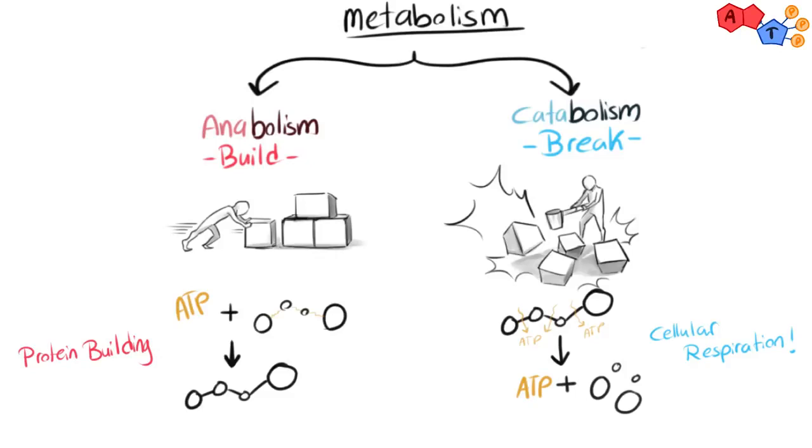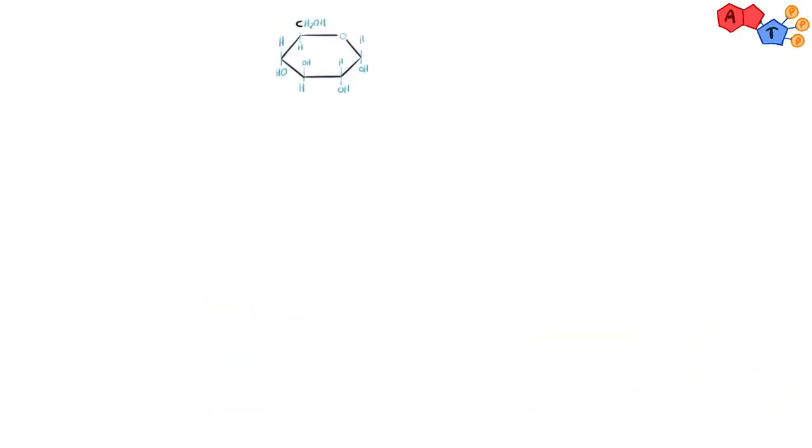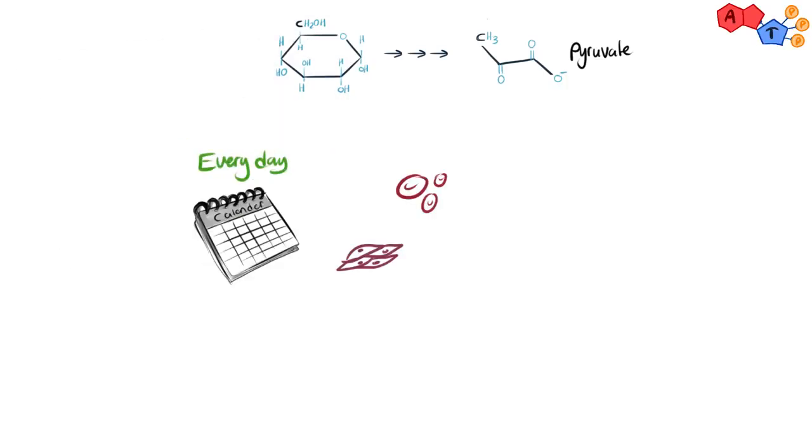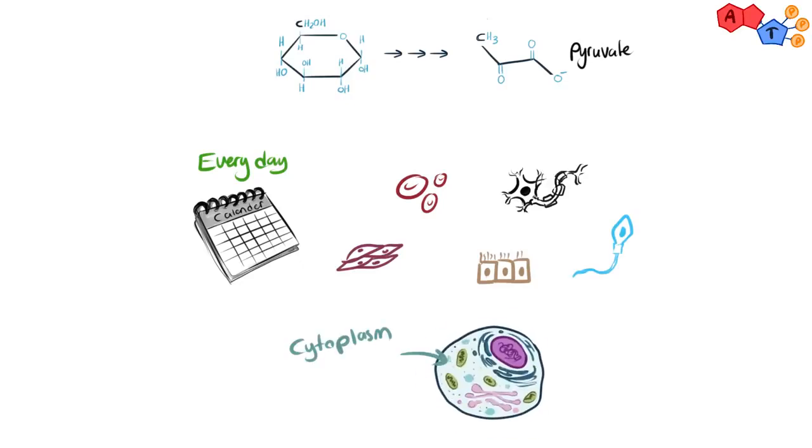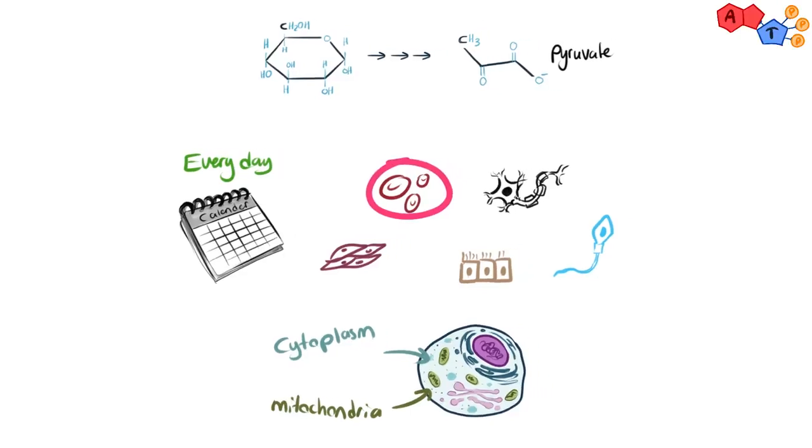So, what happens in glycolysis? Our cells break down sugar, known as glucose, which is a 6-carbon molecule, into a 3-carbon energy-rich molecule that is called pyruvate or pyruvic acid. This process happens every day in all of our cells' cytoplasm, while the other 2 stages of cellular respiration, as we'll see in future videos, take place in the cell's mitochondria. So, cells without mitochondria, such as red blood cells, rely solely on glycolysis to produce energy.